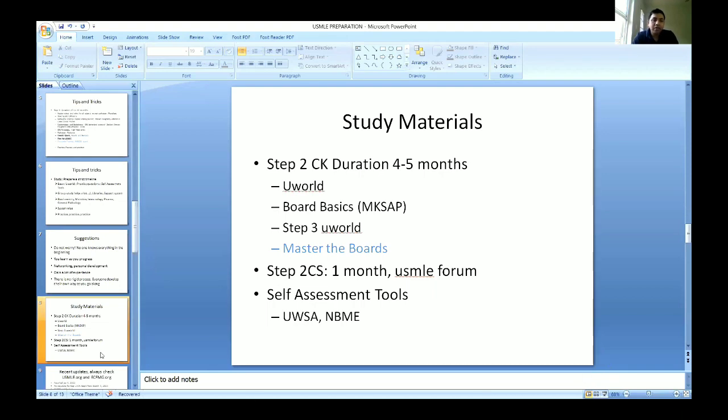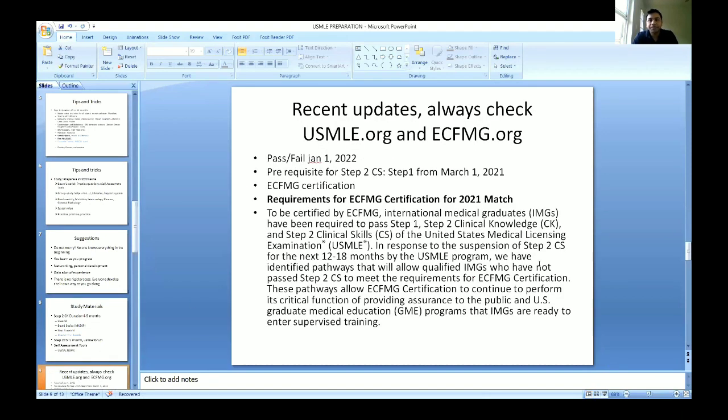Now I just want to talk about the recent updates about the ECFMG certification. As I said, for ECFMG certification, you need to have your Step 1, Step 2 CK, and Step 2 CS. Once you are ECFMG certified, you are allowed to give the Step 3 exam. But for now, Step 2 CS is suspended for about 12 to 18 months. So how to proceed from here? USMLE and ECFMG have a few guidelines, and this is the slide I have mentioned on how to proceed.